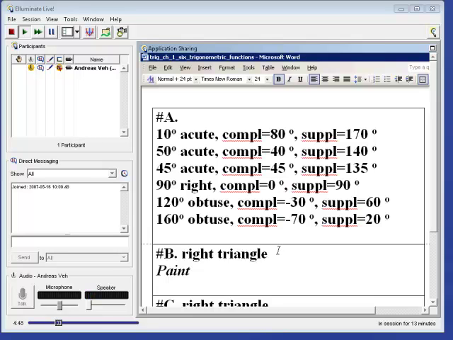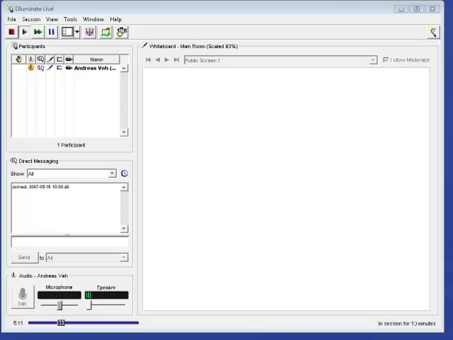Problem B says, refer to a right triangle, triangle ABC with C equals 90 degrees. If A equals 2 and C equals 6, find B. I'm going to switch to Paint, which is a simple Paint program on a normal computer. This is probably the simplest one.